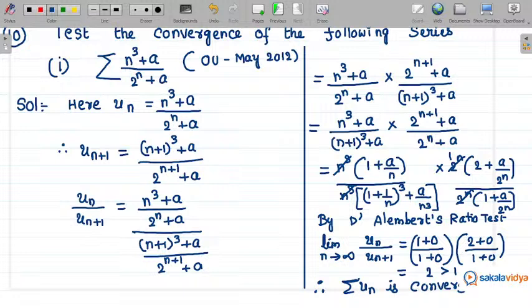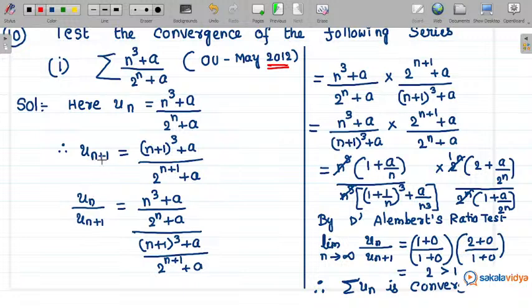So let me explain once again, you check. Test the convergence of the following series: sigma n cube plus a by 2 to the power of n plus a. This was given in Osmania University, May 2012. So here un is equal to n cube plus a by 2 to the power of n plus a. So first let us find out un plus 1, because it is consisting of some power, just like 2 to the power of n, 3 to the power of n, like that. So then we need to apply D'Alembert's ratio test itself only.